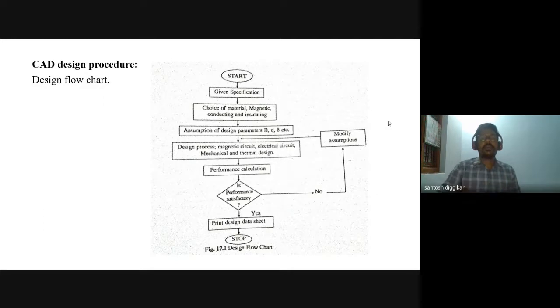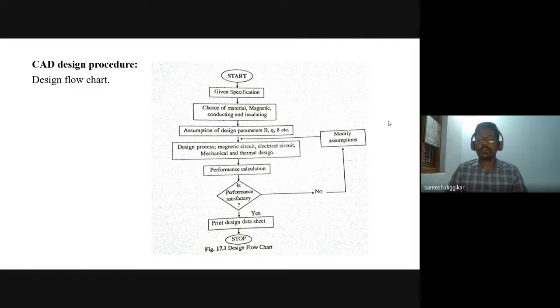And what is the design procedure in computer design? This is one example I have shown, a general example for electrical machines. That is a flow chart. First thing is specifications. Then based on the specification, choose the materials: magnetic materials, conducting materials, insulating materials. Then assume the design parameters like specific loadings, current loadings, etc.